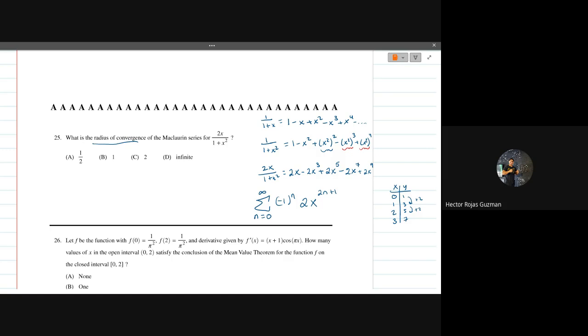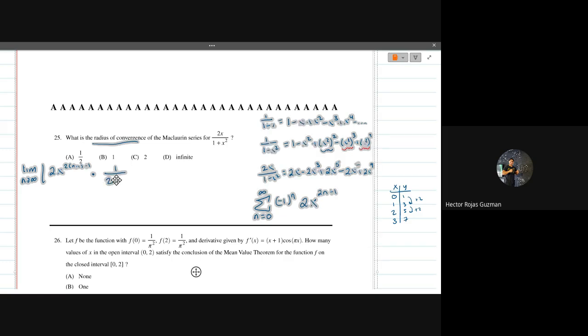We're not done. We want to find the radius of convergence. We got to run the ratio test. The limit as n approaches infinity of a of n plus 1. See, we're taking the absolute value, so I'm going to ignore the negative piece. So we're going to say 2x to the power of 2n plus 3, divided by a of n, or multiplied by the reciprocal, 2x to the power of 2n plus 1.